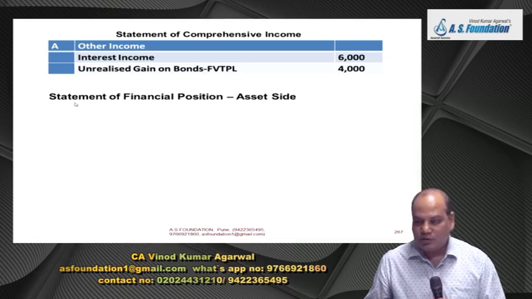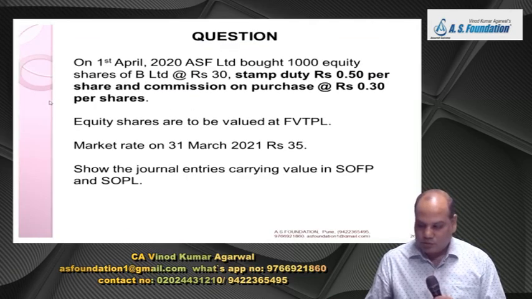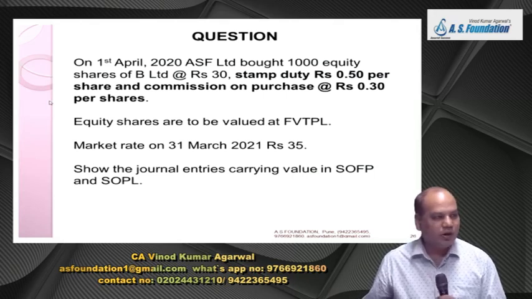85,000 was the purchase. 4,000 is the increase in value. So write yourself 89,000. Written 89,000? Yes. Now we'll make a little more complication in the problem.